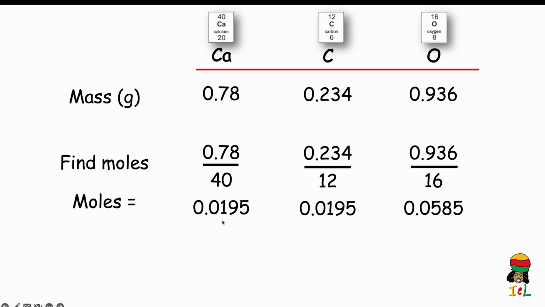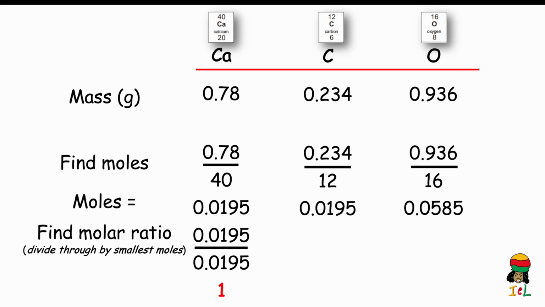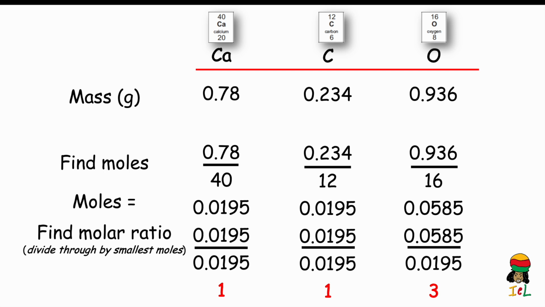Then we find which is the lowest number of moles for the 3 moles calculated. And as we can see, both calcium and carbon have the lowest number of moles of 0.0195. Therefore, we're going to find a molar ratio by dividing each number of moles by the lowest number of moles. Here we go, 0.0195 divided by the same value is 1. And for carbon, it is the same, 0.0195 divided by 0.0195, which also gives 1. And for oxygen, 0.0585 divided by 0.0195, which gives a value of 3.